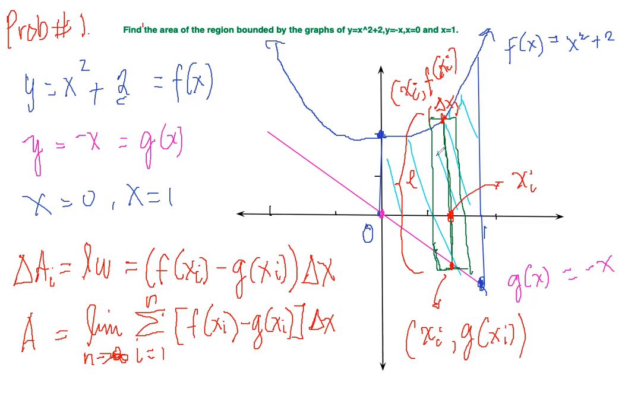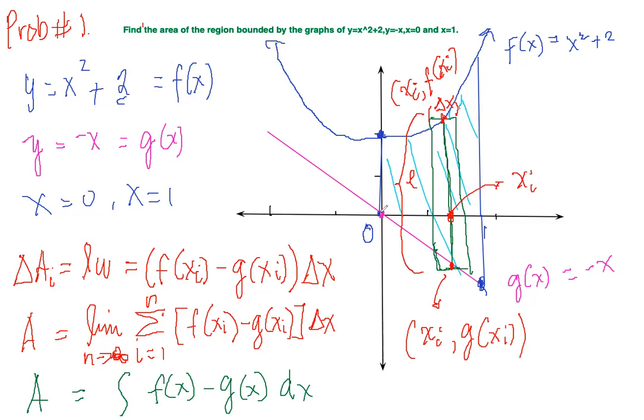of the shaded region. So this is now our representation of the area using Riemann sum. And again, we could convert this into an integral notation, okay? So based on the theorem that we discussed before, the area is equal to the integral of f of x minus g of x, dx.